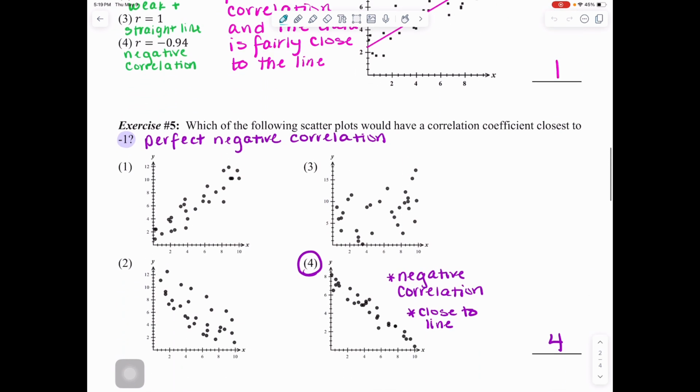In exercise 5, which of the following scatter plots would have a correlation coefficient closest to -1? Well, -1 is a perfect negative correlation. So I'm trying to look for the one that is the closest to perfect out of the 4 options, and that's going to be option 4. 1 is out because it's positive. 3 almost looks like it's so scattered I don't see any linear behavior. 2 is negative correlation, and so is 4. But we want the closest to -1, so the closest to perfect. And 4, those points are going to be closer to the line than they are in 2. So 4 is the best choice.